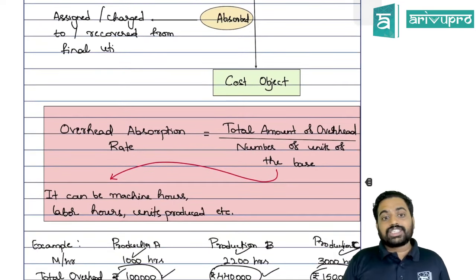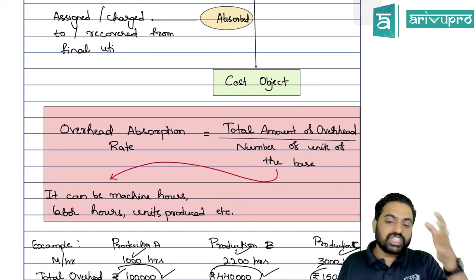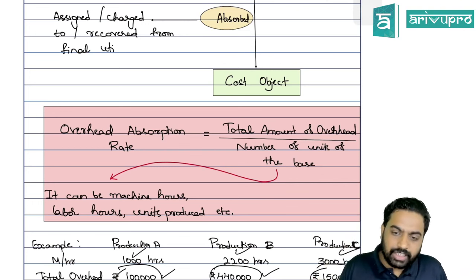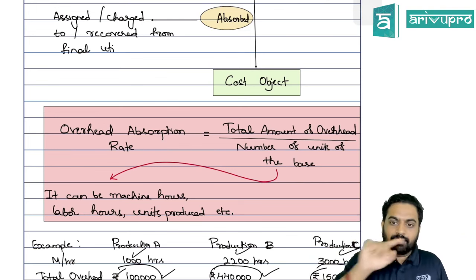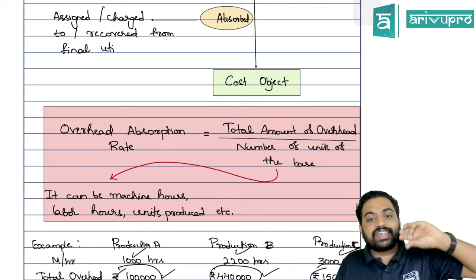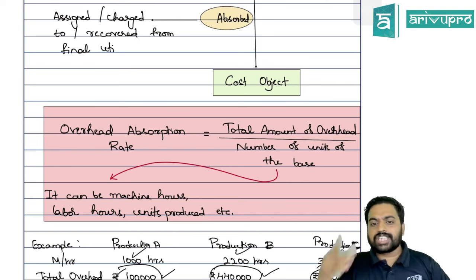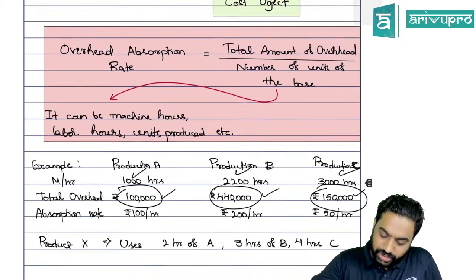Now the question comes, sir, how to find out the absorption rate? Simple. Let's say there is a machinery department in the production department, machine A. Now this machine A is used for 10,000 hours, and the overhead of that particular machine A department is rupees 1 lakh. Now rupees 1 lakh divided by 10,000 comes to rupees 10 per hour. If any particular unit is using 10 hours of machine A, we are going to absorb rupees 10 into 10 hours, 100 rupees, to that unit. That is called the overhead absorption rate.